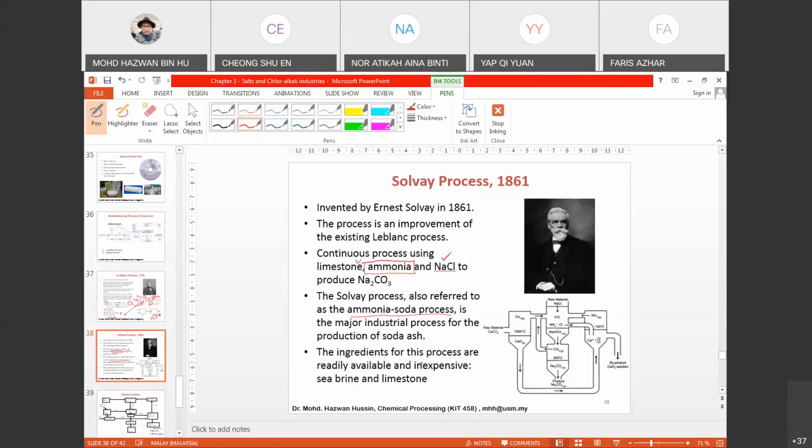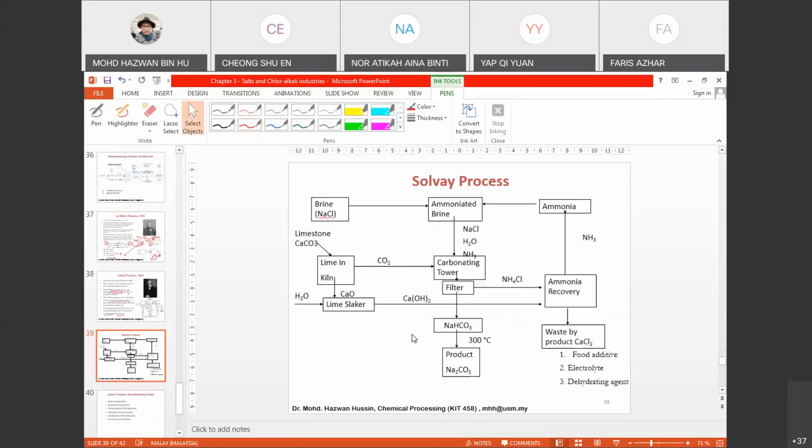The ingredients for this process are readily available and inexpensive because limestone you can easily get, and this one you can easily get from brine. Okay, ammonia can also be produced, for example, from brine and also limestone. Basically, this is the process.